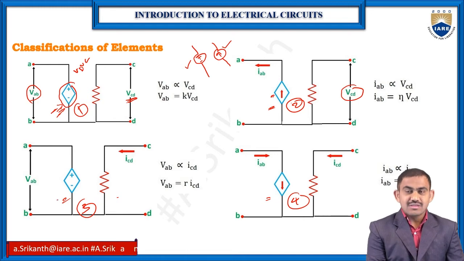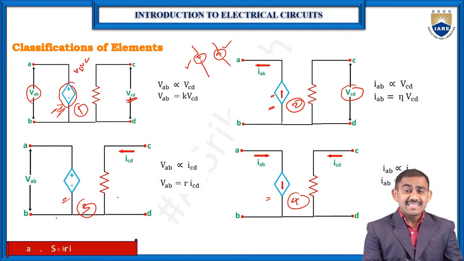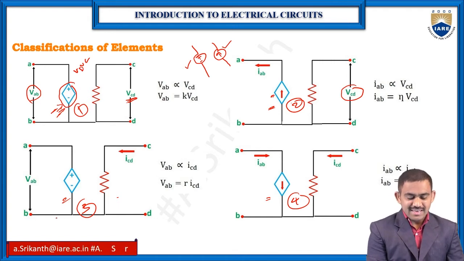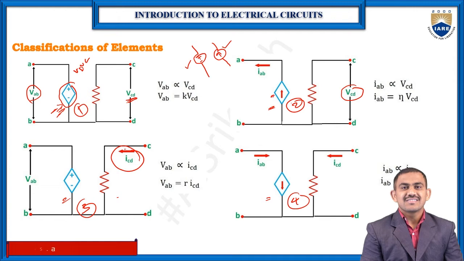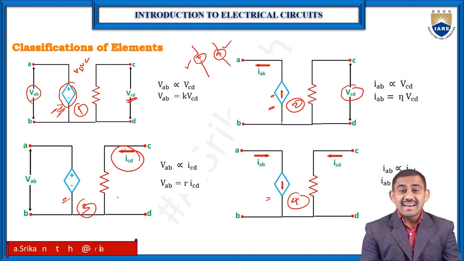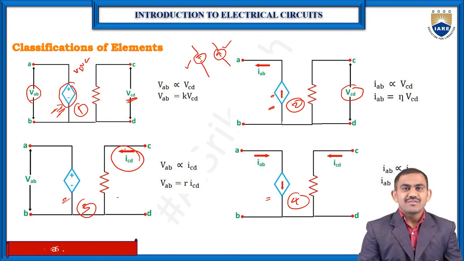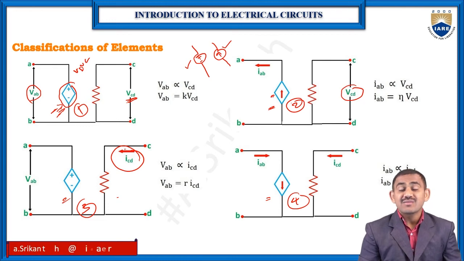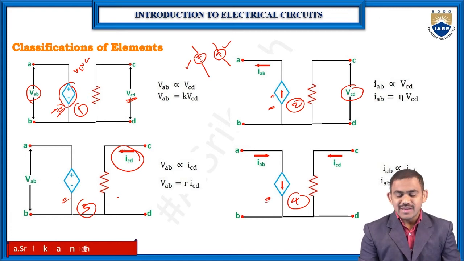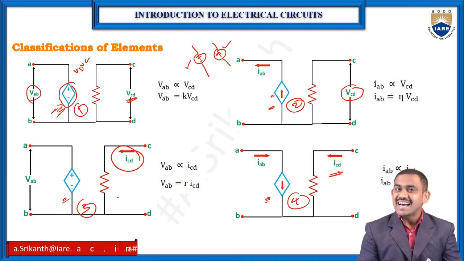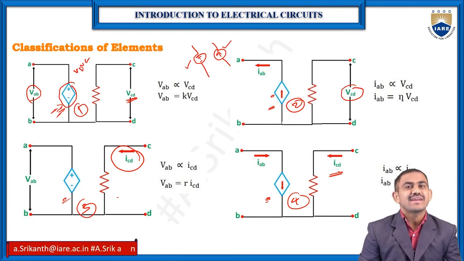Now, coming to the third one, it's again a voltage source. It's a voltage source, depending upon whom now? Current. So it's a current control voltage source. Generally, it's a voltage source, but controlled by current. You can say current dependent voltage source. Okay. Coming to the fourth one, we have the current source, depending upon whom? Again, current. So you can say current control current source or current dependent current source.